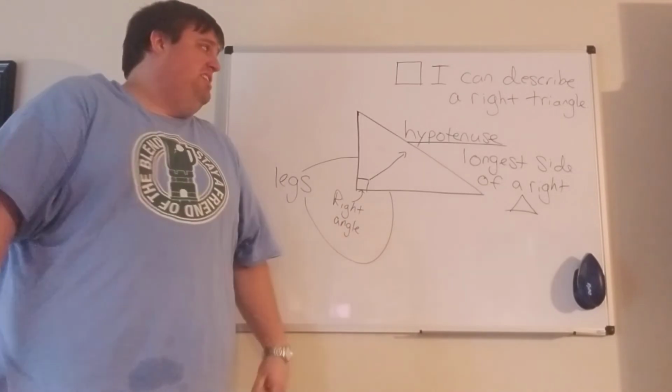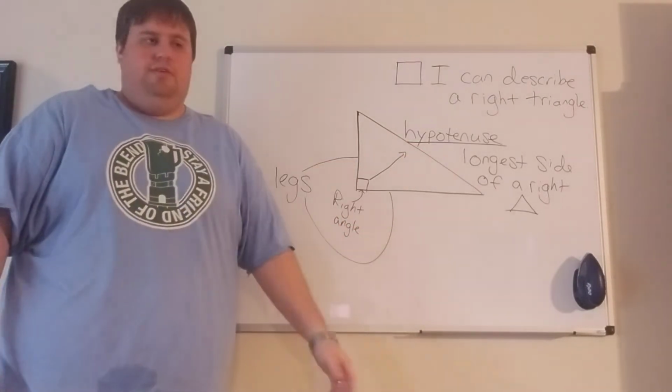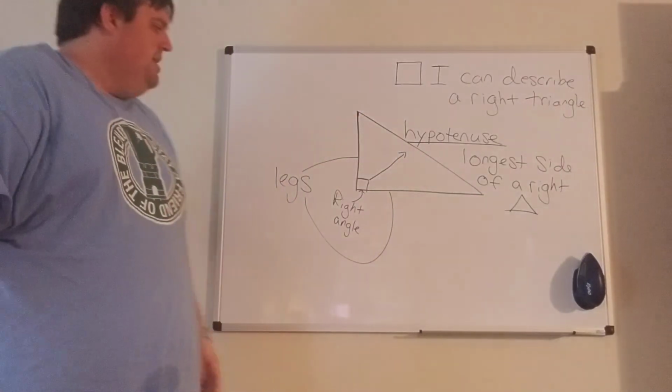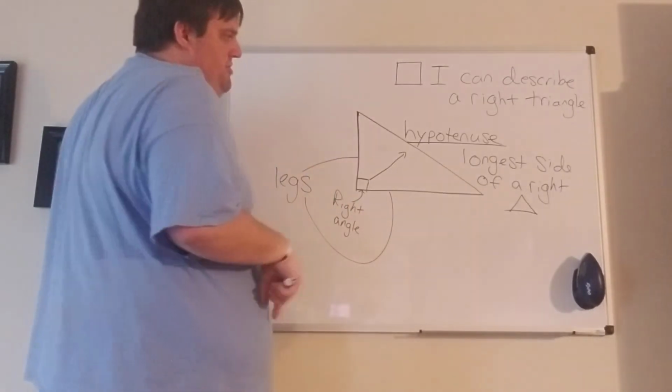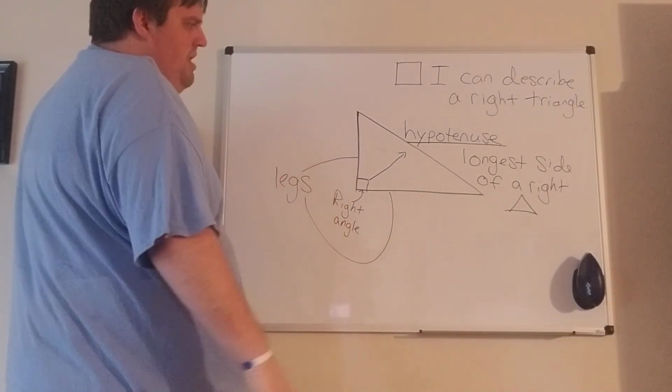But we are going to specifically talk about right triangles, which means we're looking at the right angle and the hypotenuse. So this is always going to be the longest side of this triangle. And the legs will be the two shorter sides. Awesome. Very good, very good.